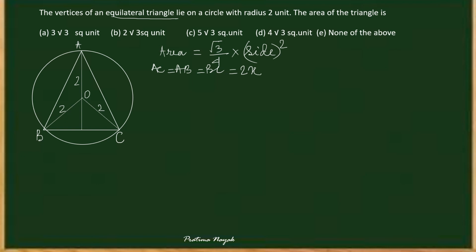And here what I have done, I have dropped a perpendicular from A on BC. So we know that the length of BD is the same as the length of DC. If AC is equal to 2x, certainly it will be x. I need to find twice x so that I can put in the formula and get the result. Now for this, I am taking OD is equal to y. And AC is equal to twice x.